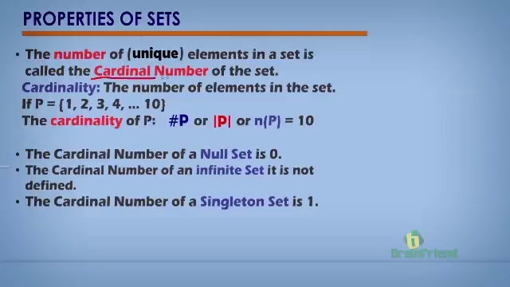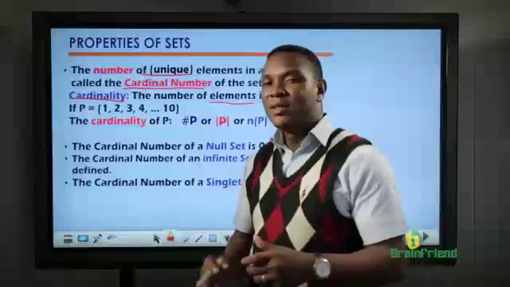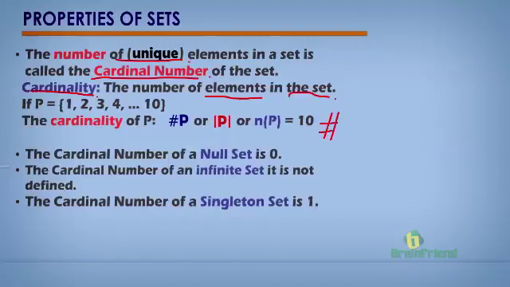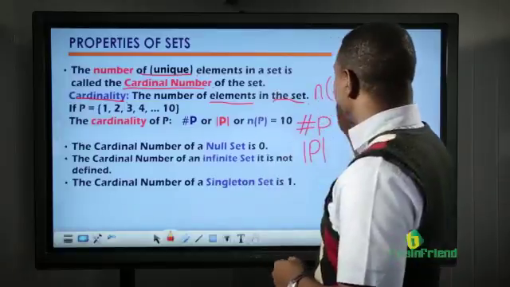The cardinal number of a set is the number of unique elements that are in the set. In other words, the cardinality of a set is the number of elements found in that set. Now, there are symbols used to represent or denote sets. One of those symbols is the hashtag and P, for instance, if P is our set, or a bar and P followed by a bar. Or better yet, the more popular option is n, standing for the number, and our set within a bracket. So this stands for the number of elements within the set P.